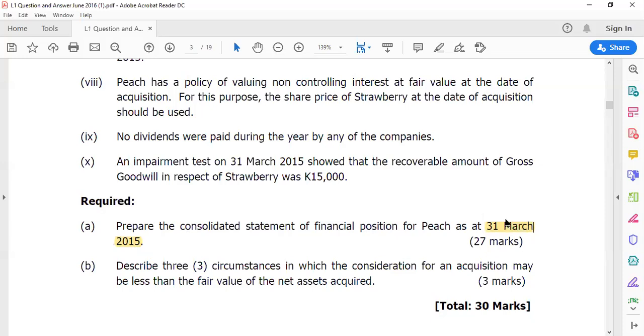This date is critical, and this is so because it's going to help us deal with a lot of things: URP, excess depreciation, things like that. Especially excess depreciation and fair value adjustments, it is this date. If it was published accounts, we would know that most of the reserves and inventories, current assets are free marks. And then last but not the least, we've been told to describe 3 circumstances in which the consideration for an acquisition may be less than the fair value of the net assets acquired.